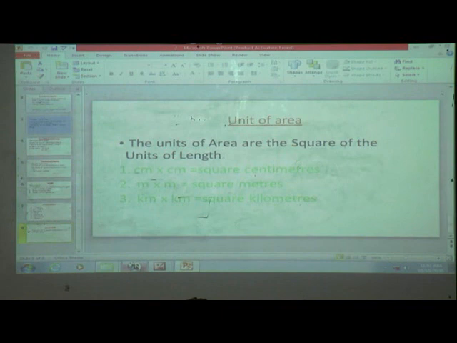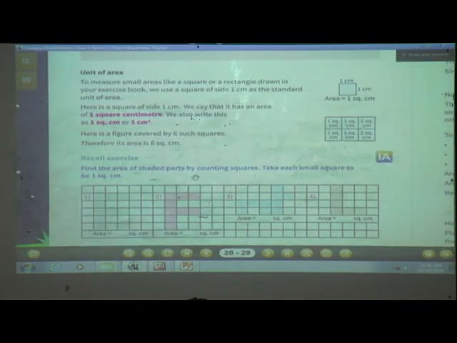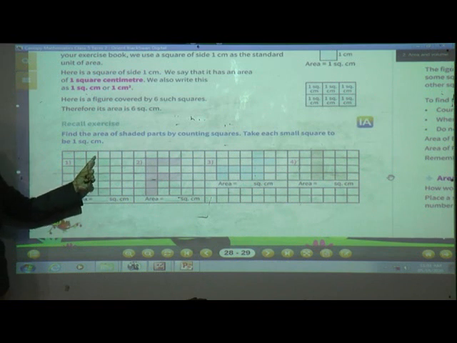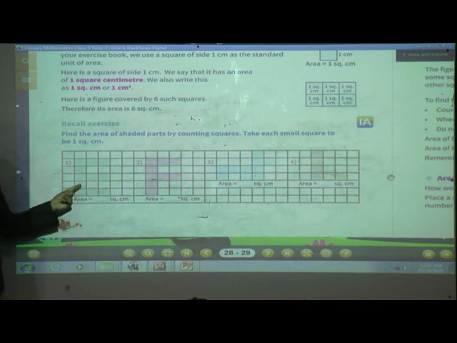Now we'll see our next one, recall exercise. Find the area of shaded parts by counting squares. Take each small square to be 1 centimeter. The measurement of each square is 1 centimeter, and we just have to count and measure it. So these ones are colored. Yes, so count it. 1, 2, 3, 4, 5, 6, 7, 8, 9, 10, 11. So the area of this figure is 11 square centimeter.